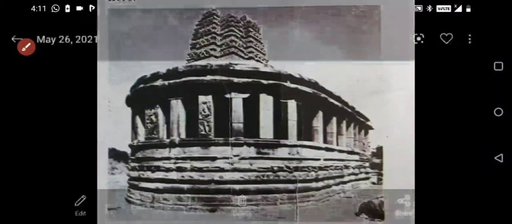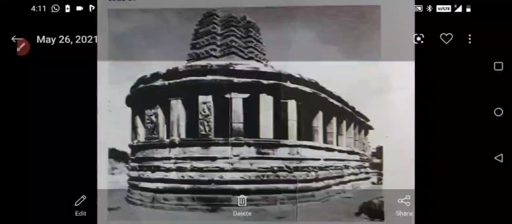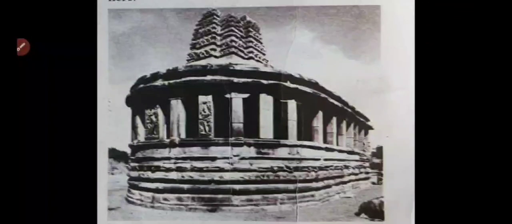And one more temple we shall see. This is the Durga temple at Aihole. This was built about 1400 years ago. In Aihole and in Mahabalipuram, we could find some of the finest stone temples.